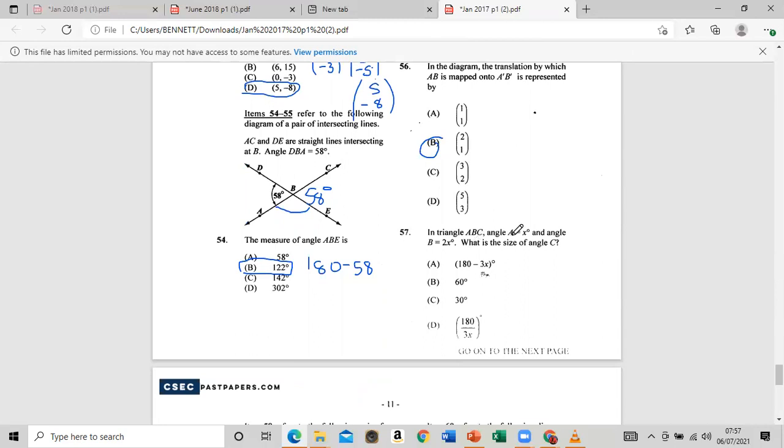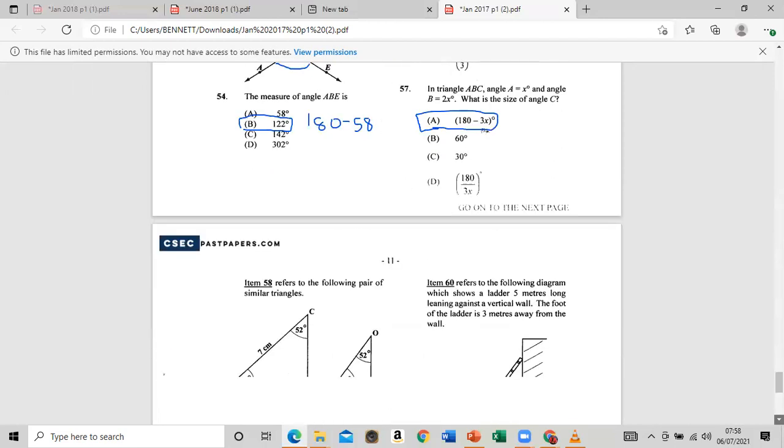In a triangle ABC, angle A is equal to X, angle B equal to X, what is the size of angle C? Don't know what X is, but whatever it is, it's 180. So add these. 3 marks in here, guys. 3 marks. So that's why you have to work fast, so you can get them 3 marks here at the end.